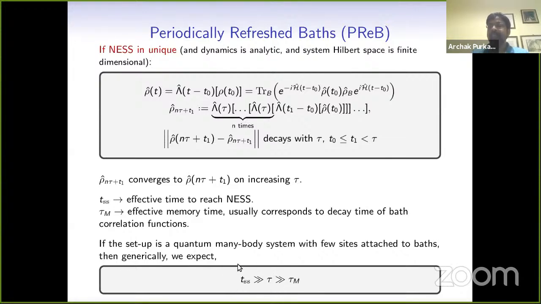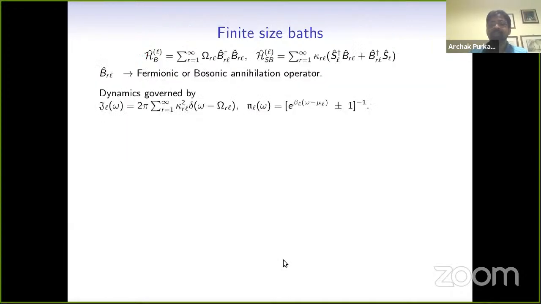Now, whenever that happens, it becomes extremely advantageous, because we do not have to evolve up to the time to reach steady state, which can be very large. We have to evolve up to a finite time and basically just recursively use this trick here. It will become more clear in the next step. But before that, I want to say that this finite value of tau actually means that we can get away with finite size baths, at least for certain classes of baths, which are the most popular classes of baths.